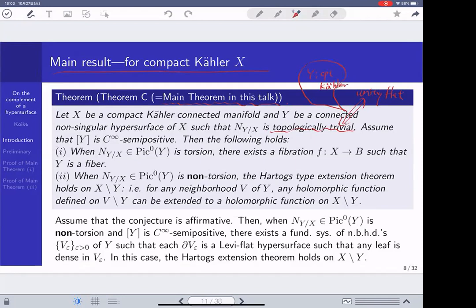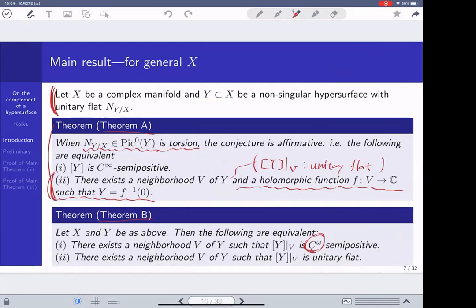Assume that the line bundle Y is C infinity semipositive. Then the following holds. The first assertion is for the case where the normal bundle is torsion. In this case, there exists a fibration F from X to B, where B is a Riemann surface, so that Y is a maybe multiple fiber. I note that the domain of F is not a neighborhood of Y, but the total space X. That is the difference between Theorem A and Theorem C.